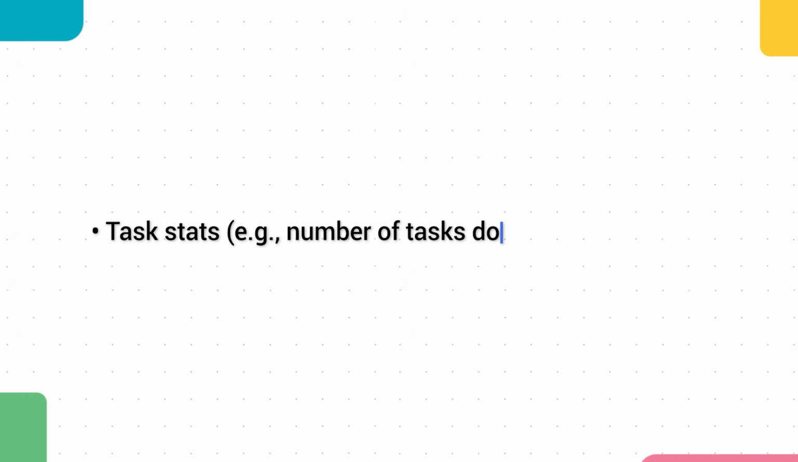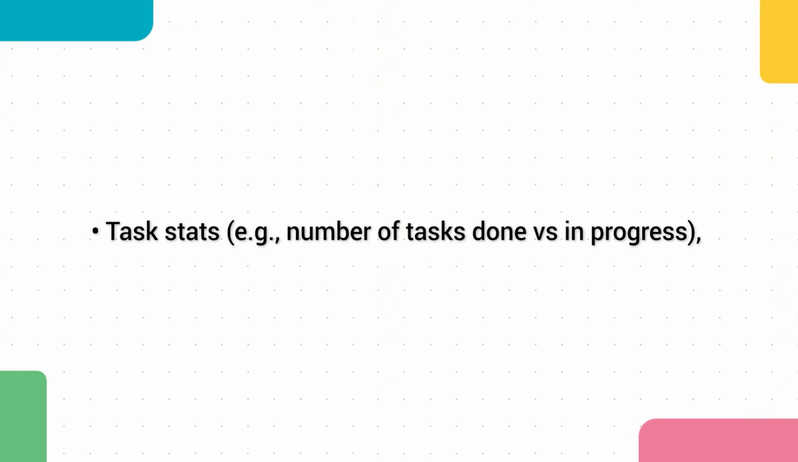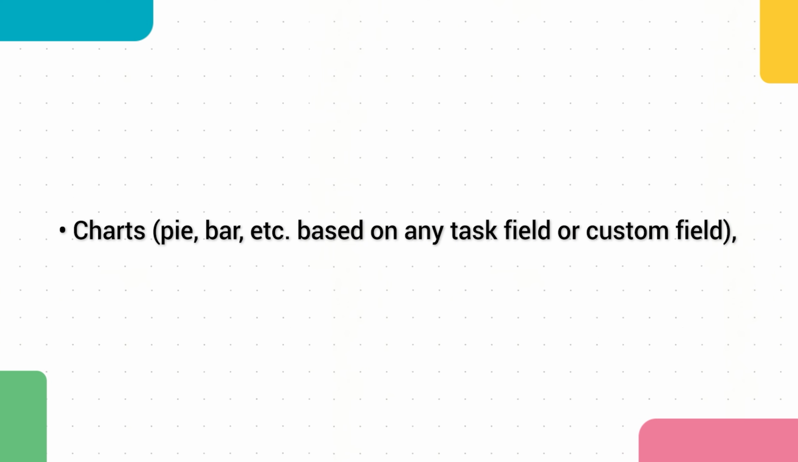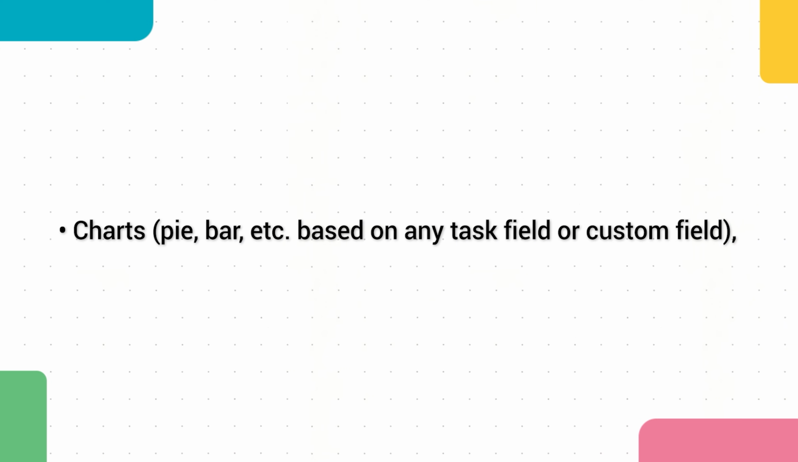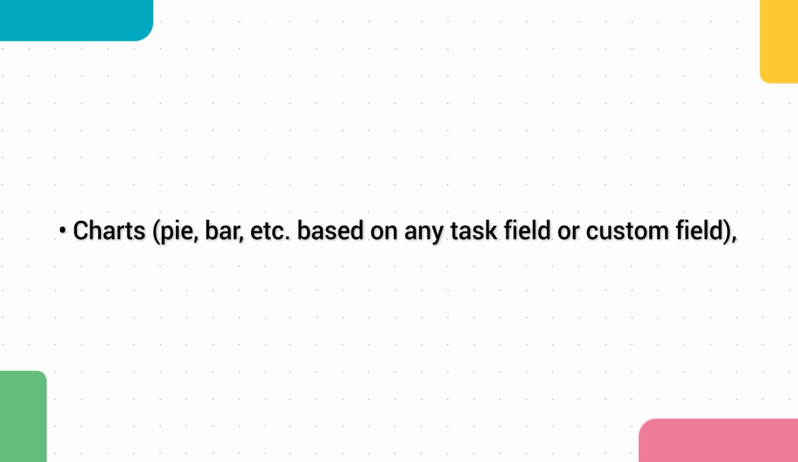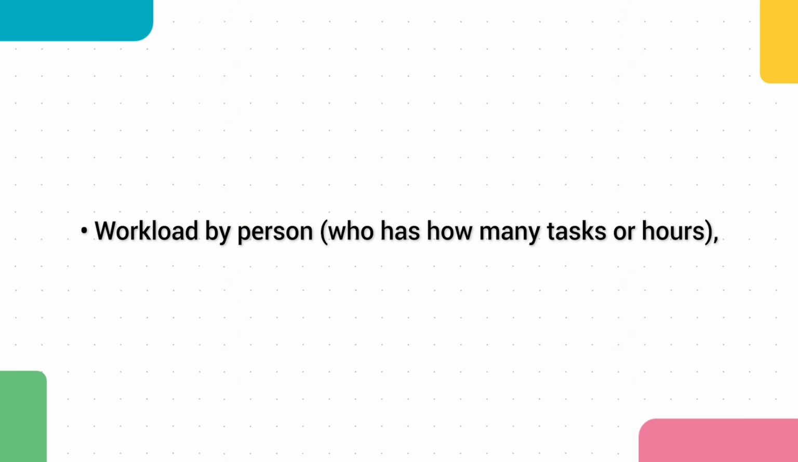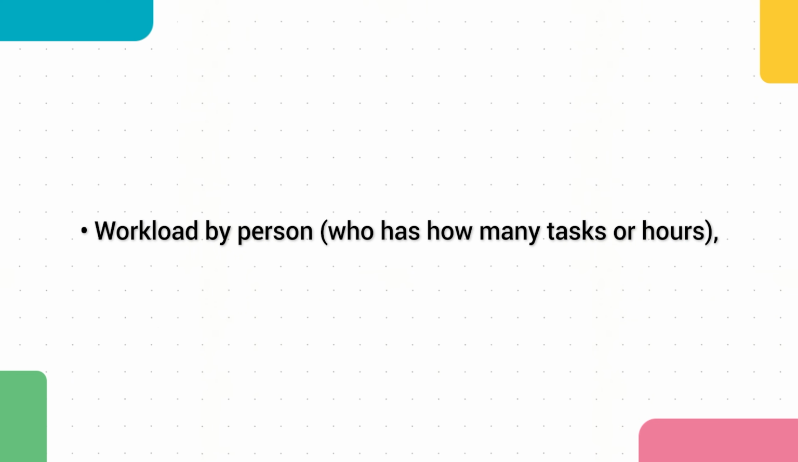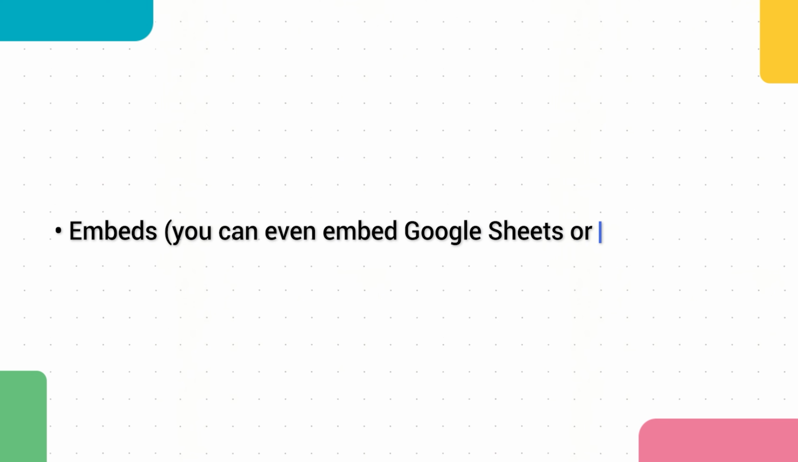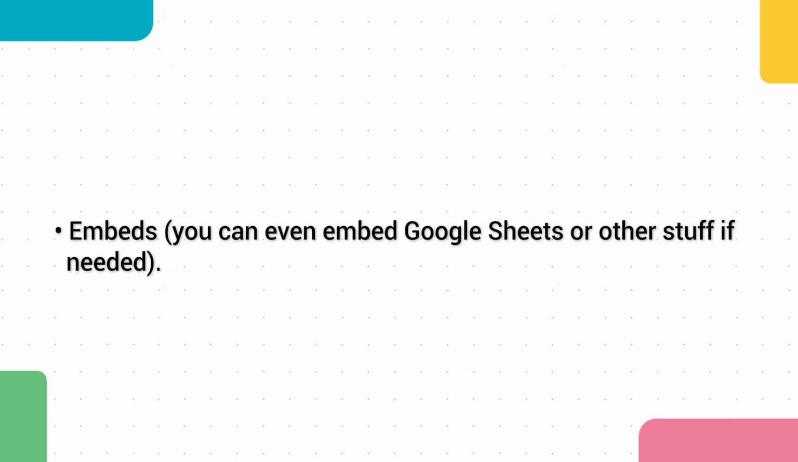Task stats, e.g., number of tasks done versus in progress. Charts, pie, bar, etc., based on any task field or custom field. Time tracking reports, if you use time tracking. Workload by person, who has how many tasks or hours. Embeds, you can even embed Google Sheets or other stuff if needed. Alright, let's build a basic dashboard for our project to monitor progress.